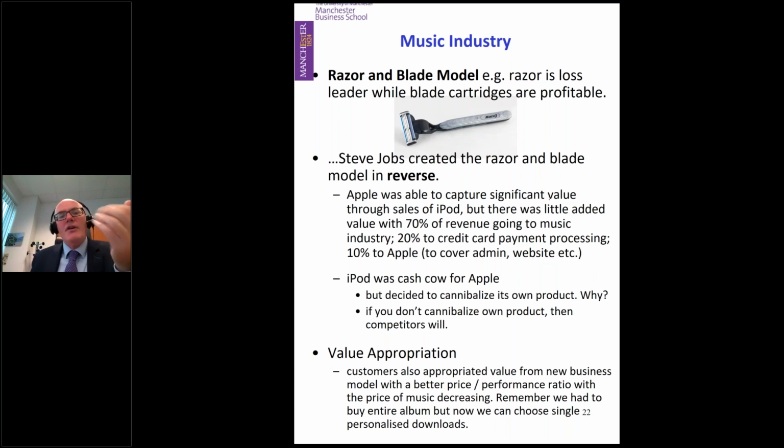And think of it in terms of the value appropriation there as well. Remember, years ago you had to go to the music store, you had to buy the entire CD album of your favorite music artist. Nowadays you can go on to Apple Music, for example, okay, and you can download individual songs from the actual online platform. So you can customize, you can personalize your purchases, and hence you've a greater price performance ratio as well.